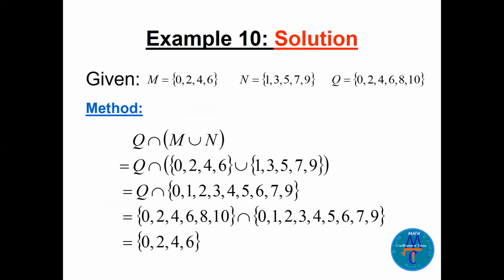Let's see. So M union N, see I put here all the details for you. 0, 2, 4, 6 union 1, 3, 5, 7, 9. So the union means all the elements in M, all the elements in N, and also in the intersection. So 0, 1, 2, 3, 4, 5, 6, 7, 9. Q, we know Q: 0, 2, 4, 6, 8, 10. Find the intersection. 0 is there in the intersection, so it should be in this and in that one. 2 in the intersection, 1 is not in the intersection, 4 in the intersection, 5 is not, 6 is there, yes. 0, 2, 4, 6 is the answer.